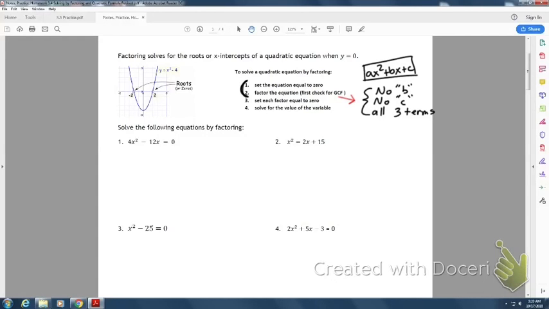Whenever you're asked to solve for something, make sure you know what that is telling you to do. That means that your answer is going to end up being x equals. If you're asked to solve, you're solving for a value, your answer will be x equals. Okay? So I'm going to copy this, put it back down.